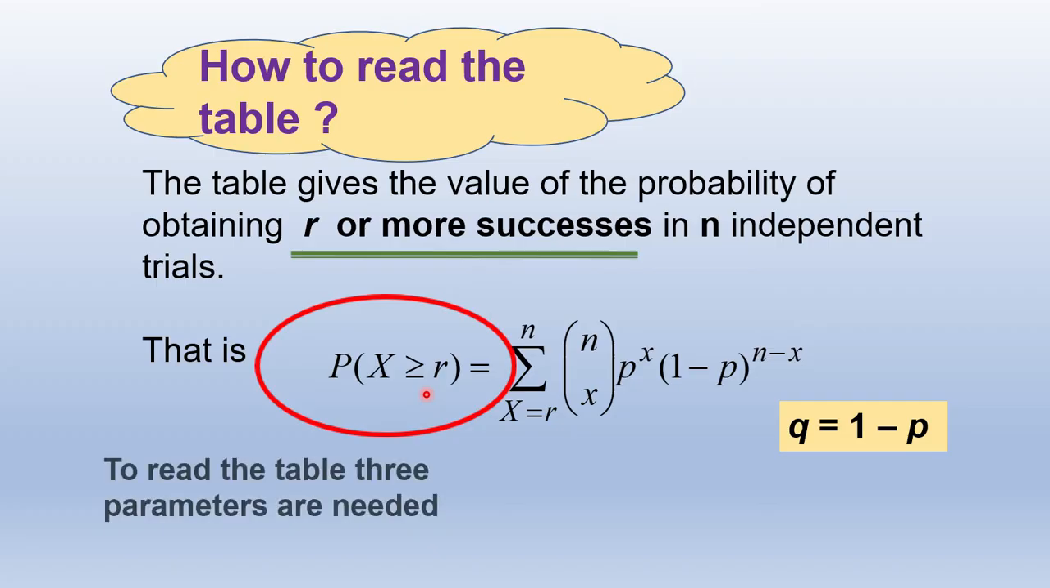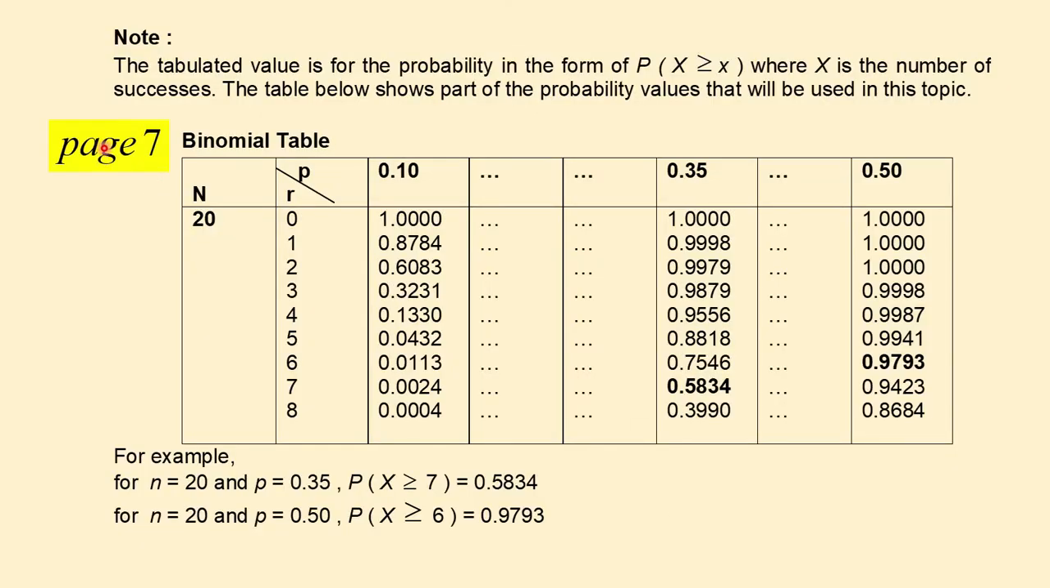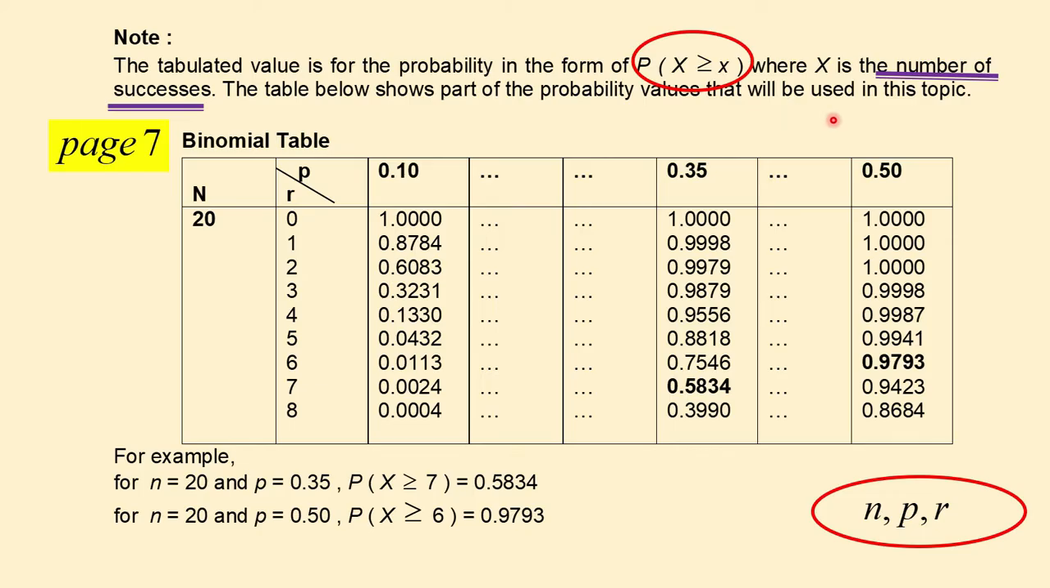There are three values, or three parameters, needed to read the tables. That is n, p, and r. Now I want you to turn to page 7. Open your statistic table. The table below is the probability in the form of P(x more than or equal to r), where x is the number of successes. The table below shows part of the probability values that we'll use in this topic. So note that the three parameters that we will use to read the table are n, p, and r.